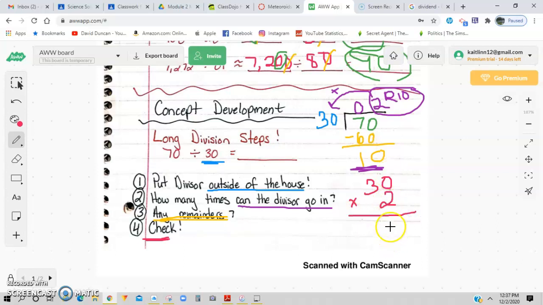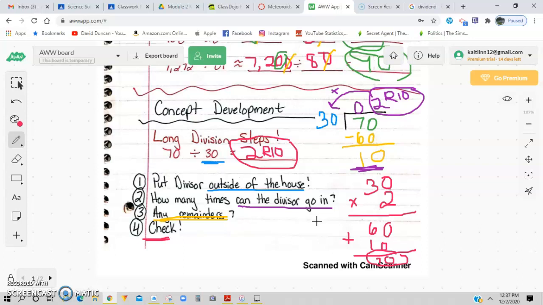2 times 0 is 0. 2 times 3 is 6. Now I need to add that remainder of 10. 0 plus 0 is 0. 6 plus 1 is 7. Well, that is the same as my original dividend, so that means that my quotient of 2 remainder 10 is correct. 2 remainder 10. Again, I'd like you to write all this down. These are the steps to long division. Feel free to pause it if you need to.